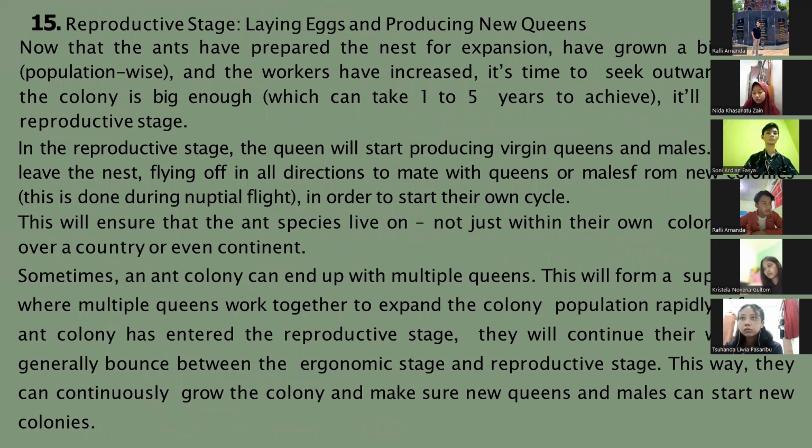Reproductive stage, laying eggs and producing new queens. The main idea of the paragraph is, the first one is the growth process of ants and the reproductive stage. And then the reproductive phase, the queen in a group of social creates new queens and males. And then propagation of the ant species, not just within their own colony, but also across a wider geographical region such as a country or a continent.